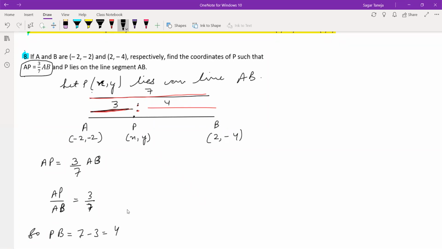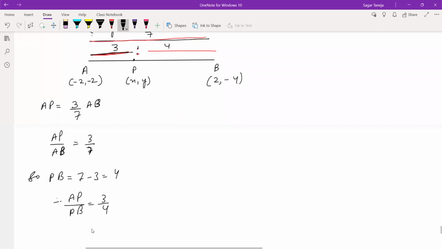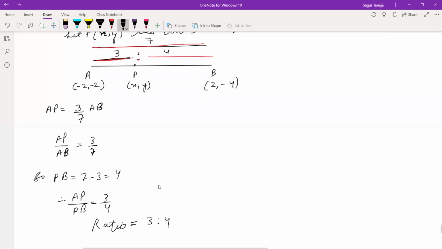And in this way we can say that AP is to PB is 3 by 4, or we can write the ratio is 3:4. This is the only main part. Otherwise the rest is all the same.